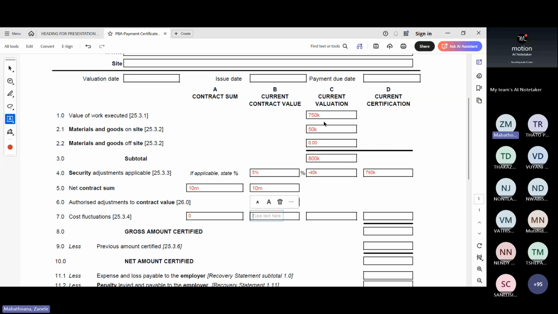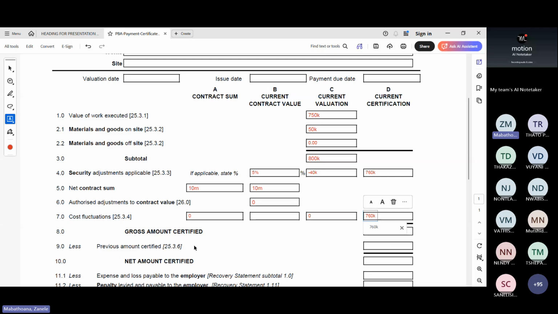Then you are here, your current valuation, 750. And then how much in this valuation are you putting in cost fluctuations? Remember, we don't have CPAP allowed for, so we don't have any CPAP. We're not paying the contractor anything. So now, the current certification, we are certifying 760K, all right?